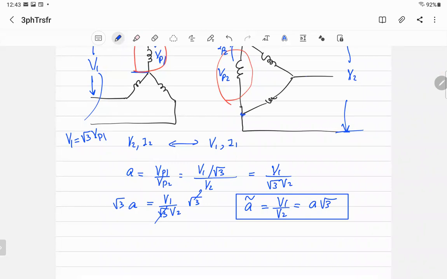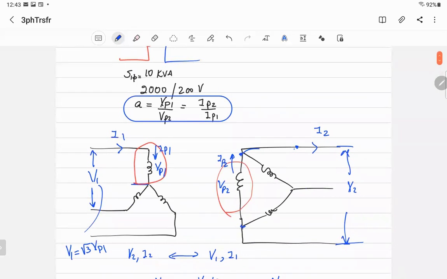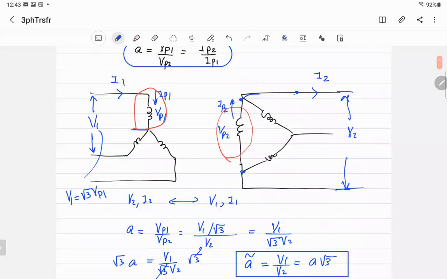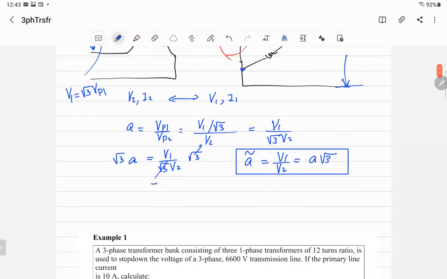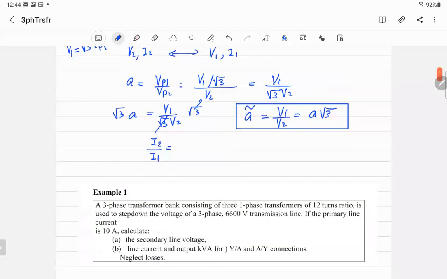What about the current? Well, I will prove the current, but it will make sense like the single phase. In the single phase, they are opposite. A is equal to VB1 over VB2, which is equal to IB2 over IB1, the opposite. So let me see, what's the relationship between I2 over I1, that's the line current? Let's look for I2. I2 and IB2, I2 is bigger than IB2 in delta by square root 3. So I2 is equal to square root 3 IB2.